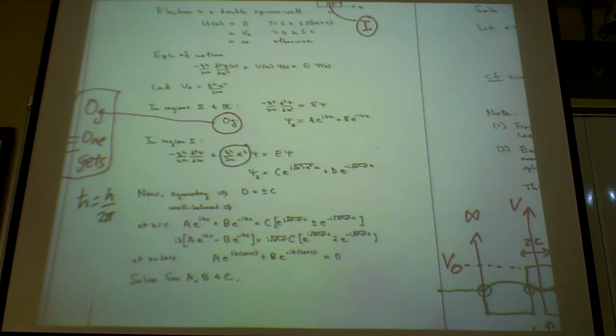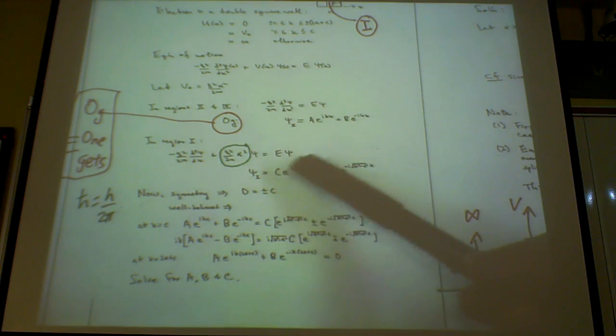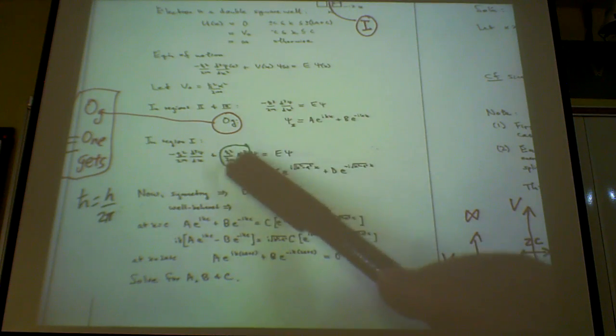Because E is proportional to the momentum squared divided by 2m, and the momentum is proportional to h bar times k, right? That's the momentum. So the kinetic energy should be proportional to k squared. So you can think of this as k squared minus alpha squared here due to the barrier.